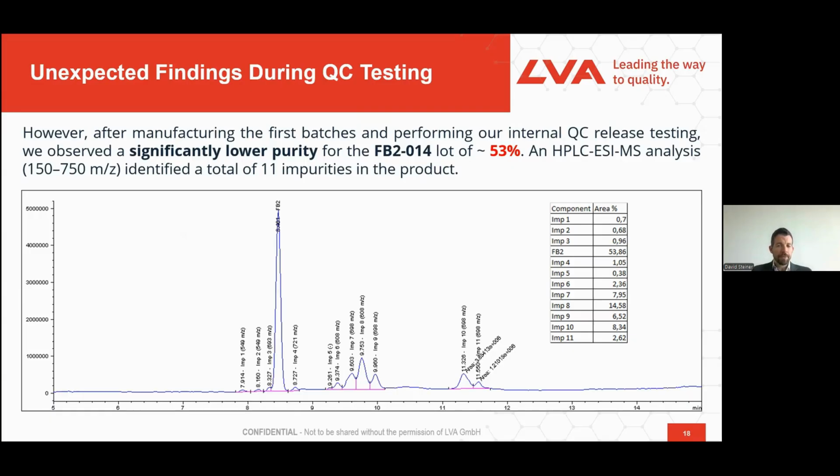In addition, we also detected a total of 11 impurities in this product, which you can see here in this HPLC-MS chromatogram. So at this point, for us, it was quite clear that we had to go back to the beginning and investigate the root cause of this issue. So we are now in the corrective measures phase again.